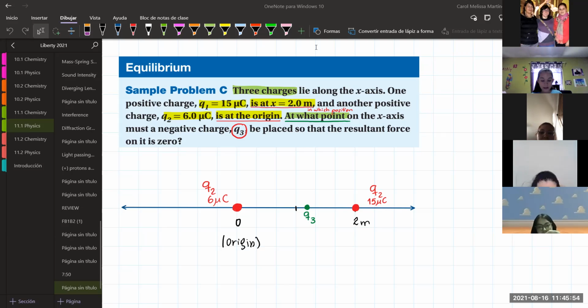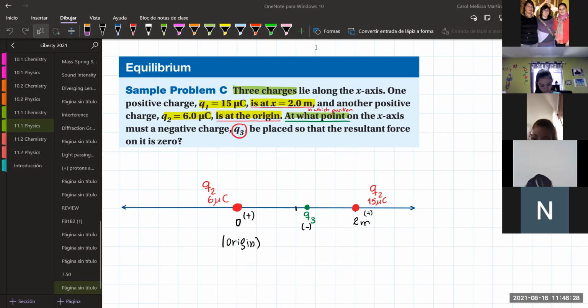I know that Q3 is negative, so will it be in the other side? Yes and no. Yes, it's a negative charge. It is very important that it's negative. But the charge is negative, not the position. These charges are positive, okay? You're going to see what that means later. But it doesn't mean that it's located in the negative part.